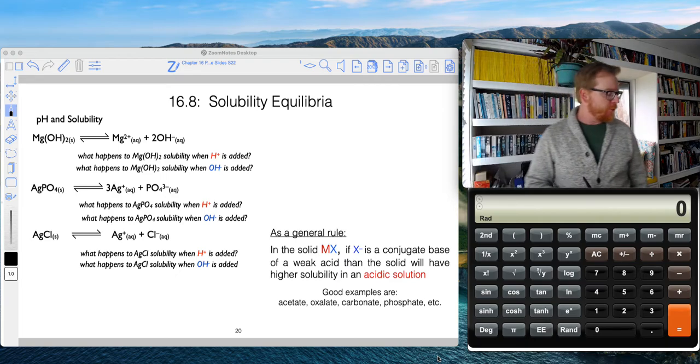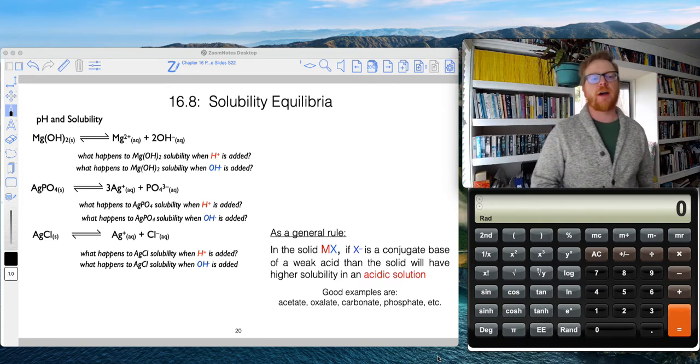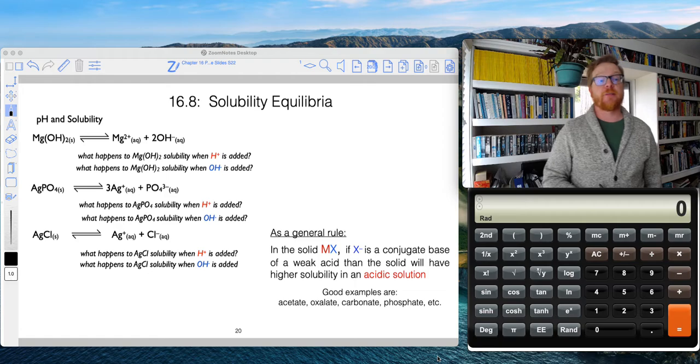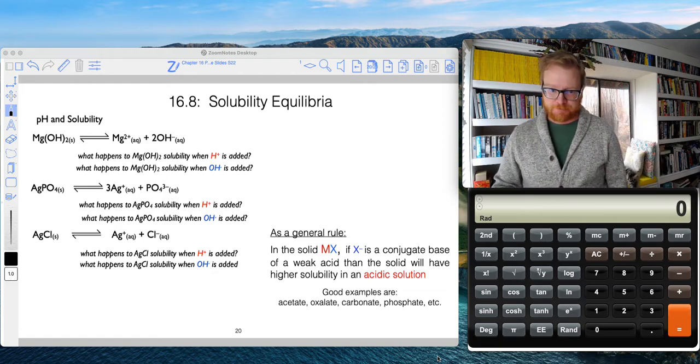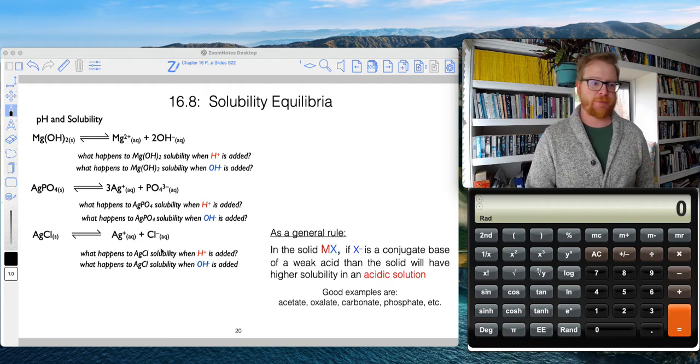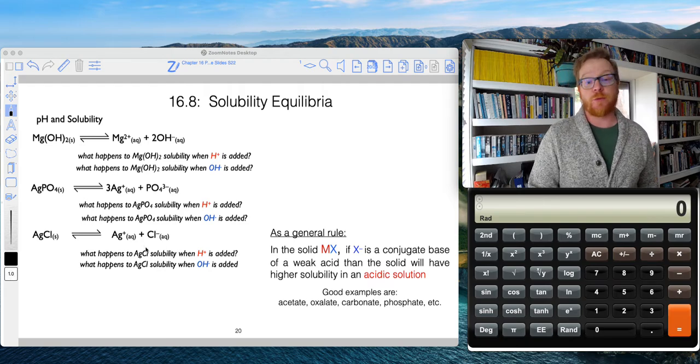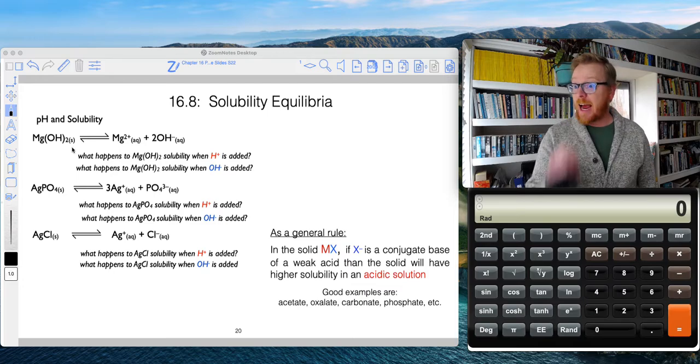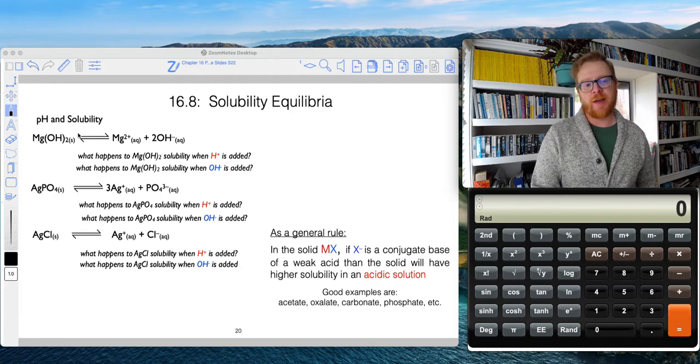For our final and last learning goal, we're going to talk about how pH can affect solubility. And we'll do that by going through a few examples here. Okay, so for example, suppose we have magnesium hydroxide solid. And we recognize here that it's in equilibrium. So we've got some solid precipitate and it's in equilibrium with its ions above solution.